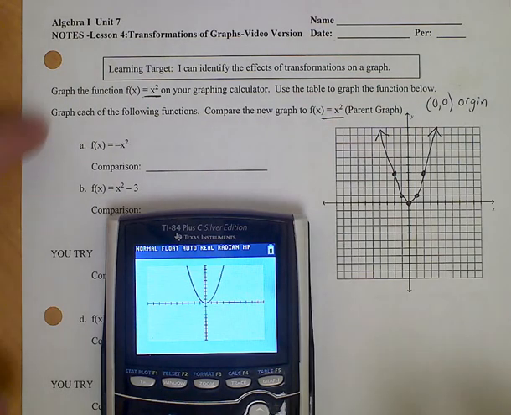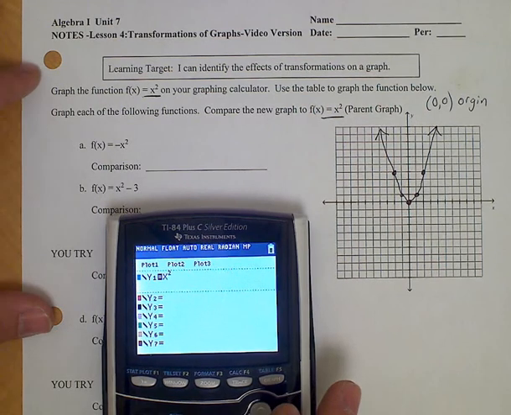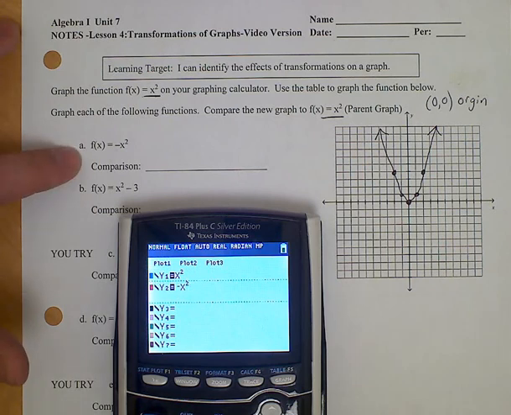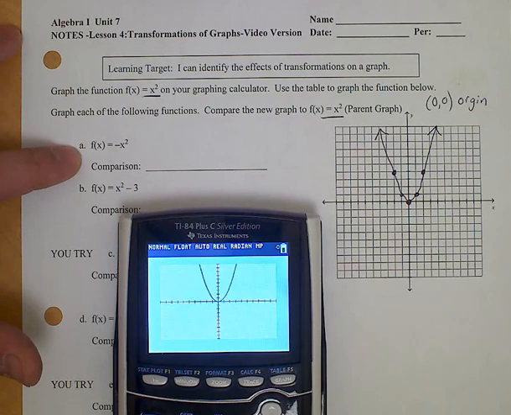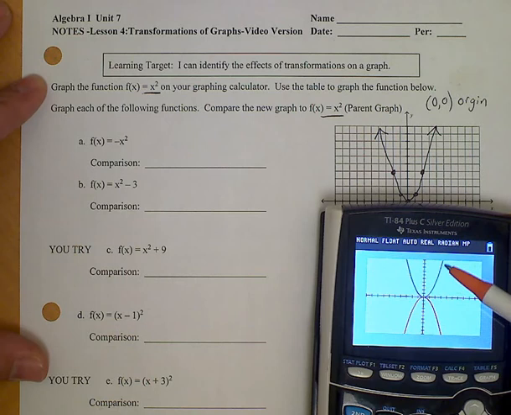Alright, so let's plug in the first one. Since I have this graphing calculator, the colored one, I'm going to leave that one in there. I'm going to plug in the next one into y2. So negative x squared is the next function here. I want to hit graph. So what happened to it? It flipped it, right? My parent function is this blue one, and when I put in negative x squared, it flips it upside down.